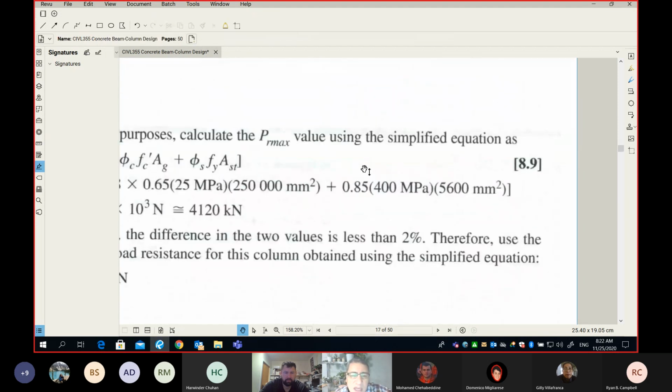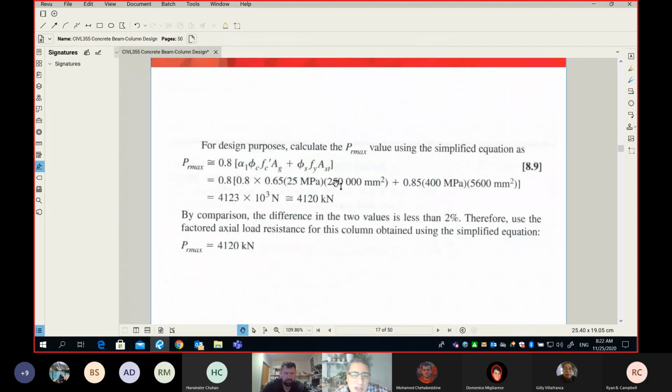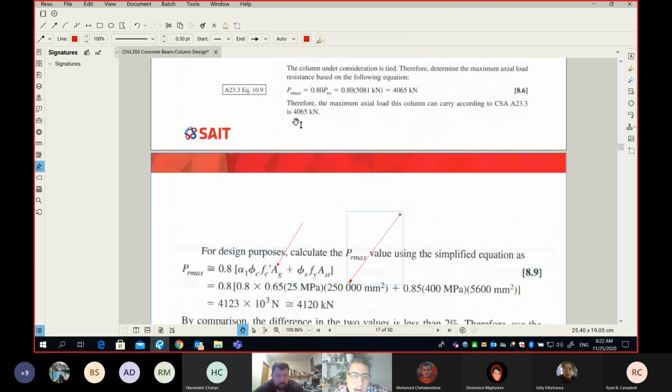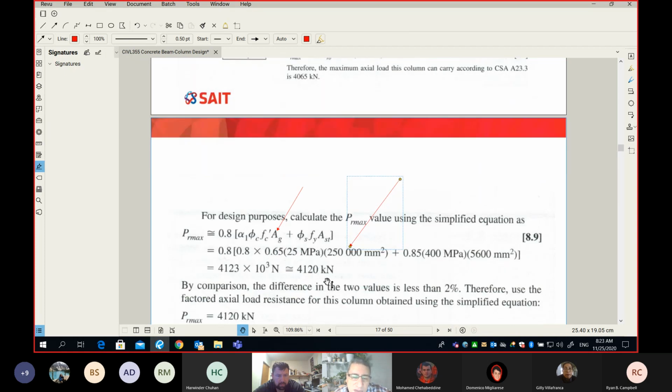And that's why here we go, this part here. So this guy, you can see it is the same equation that I mentioned before. The difference is here. Instead of me multiplying my alpha 1 times phi c times f prime c by the difference between area gross minus area steel, I multiply by area gross. You can see here I multiply by 250,000 millimeters square, and I simply ignored the 1%, and I got a number which will be very close to this number. Look at the numbers. So here I got 4,065 kilonewton, and here I got 4,120, which is very close.